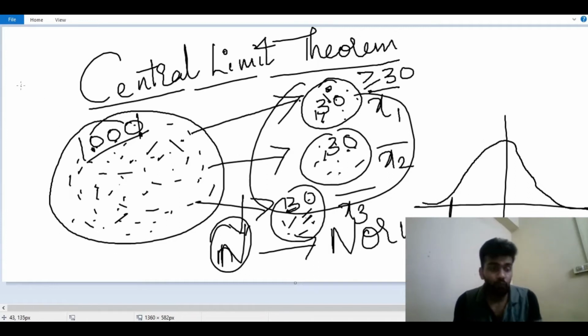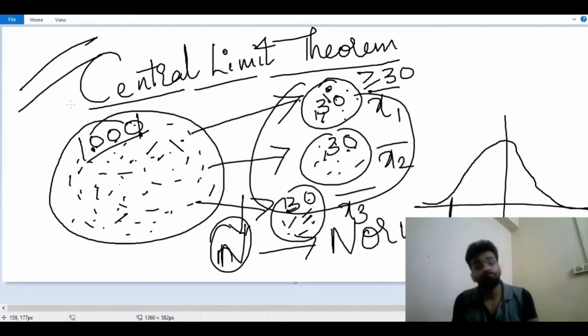I hope you understood what the central limit theorem is and the rule of thumb, the things you want to keep in mind when you're performing this central limit theorem. Now let's see what's the advantage of this central limit theorem. Why do we want to prove this? Why do we want to perform this?